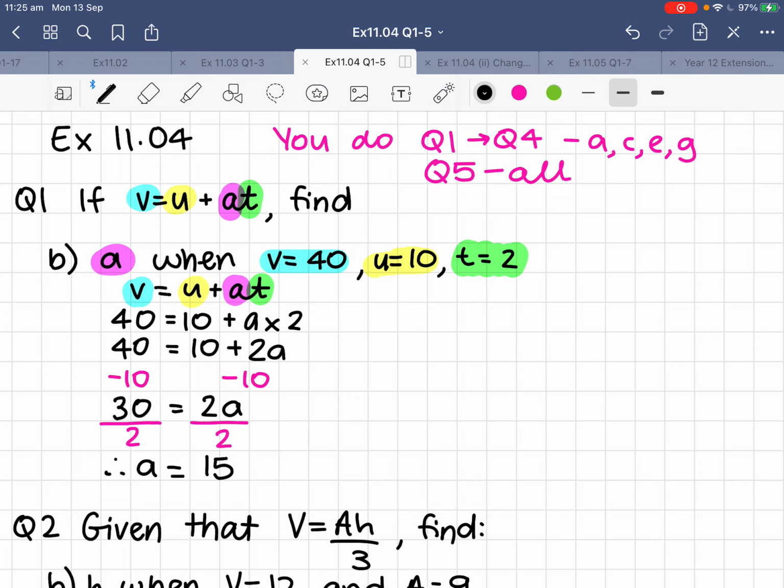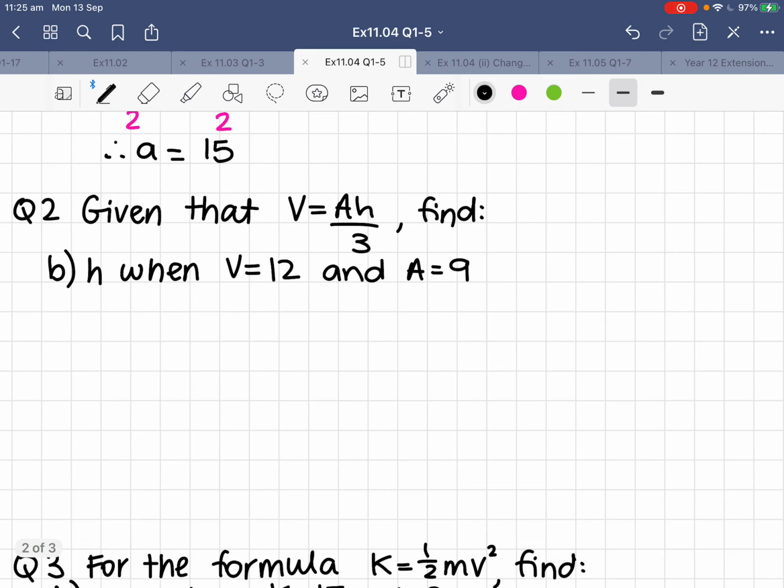For question 2, we are given the formula that V equals AH all over 3, and we want to find H when V equals 12 and A equals 9. So I'm going to do the exact same thing. I'm going to highlight the information that I have been given. So H is our unknown, and we know that A equals 9. And then I'm going to write out my equation before substituting it in, and I'm going to highlight one more time just so I know where all of my pieces of information are going.